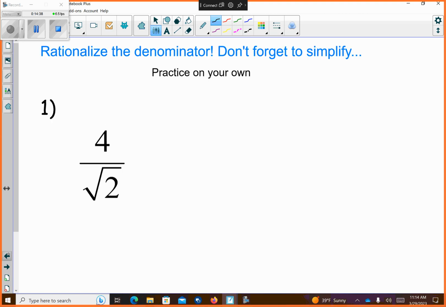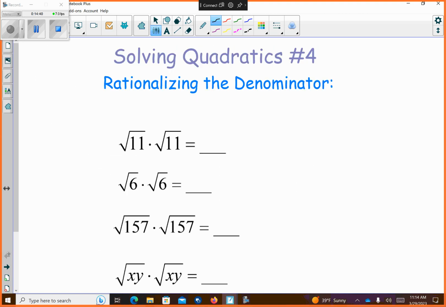All right. So I think we could do these pretty well. This is just the warm-up. If I go root 11 times root 11, what is my answer? Just 11. Okay? If I go root 6 times root 6, what is my answer? 6. If I go root 157 times root 157, I get 157. If I go root xy times root xy, I get xy.